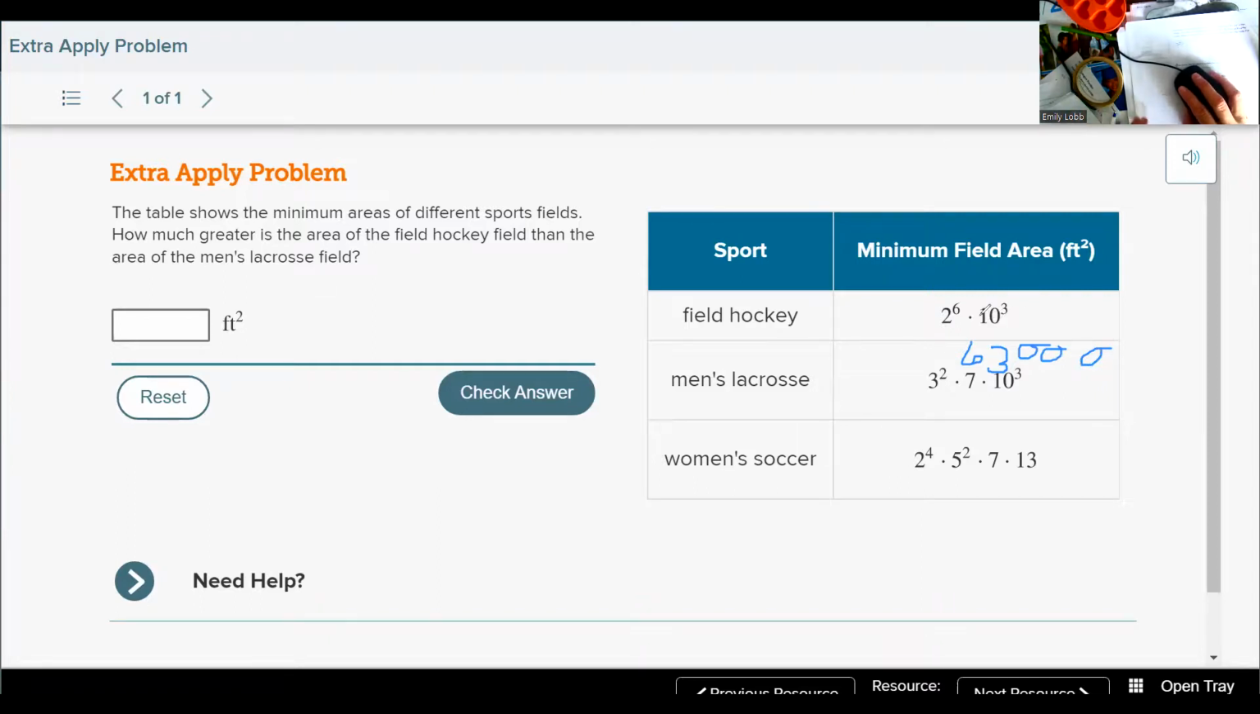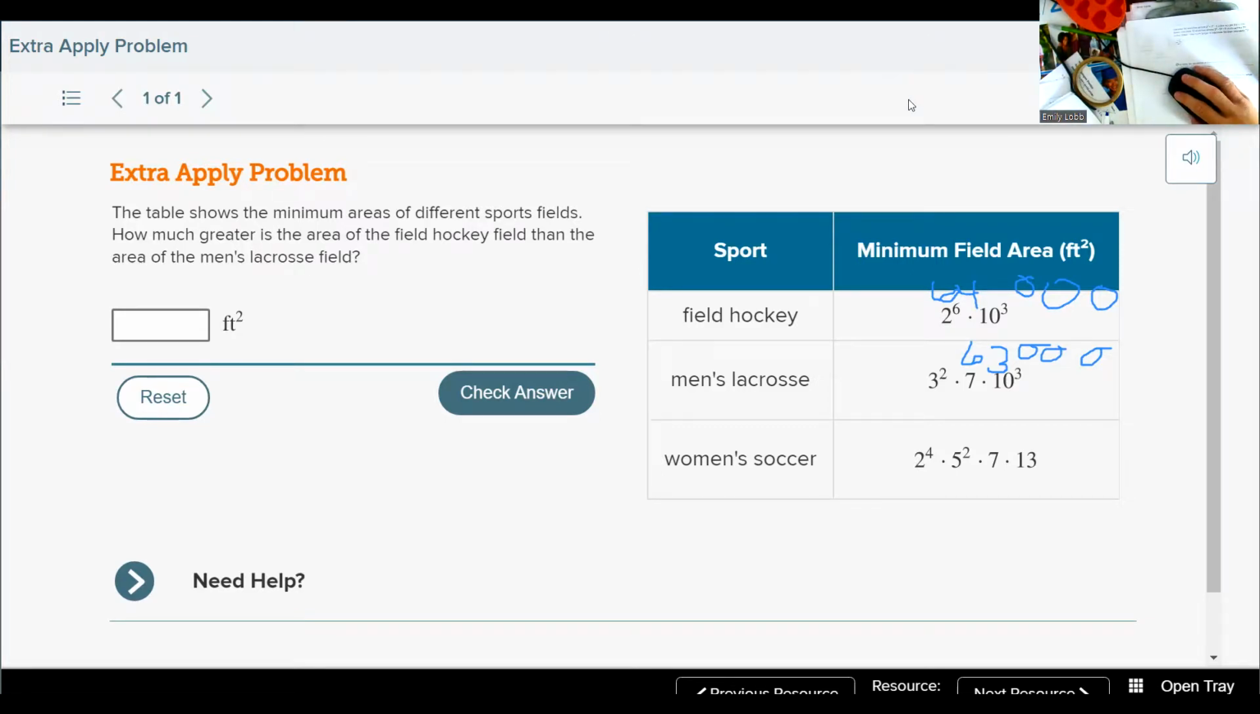Okay, 2 to the 6th power. Well, 2 times 2 times 2 is 8, and 2 times 2 times 2 is 8. So 8 times 8 is 64. So 64,000 here. So right away, without even having to line those up, how much greater is it? 1,000. 1,000 square feet. See how they write feet squared? We would read it as square feet. Cool?